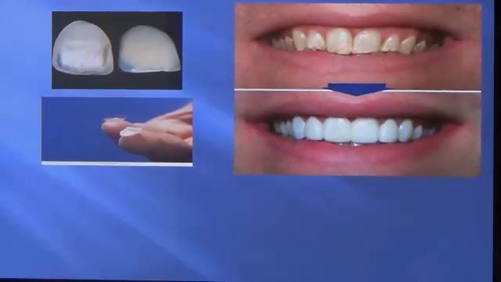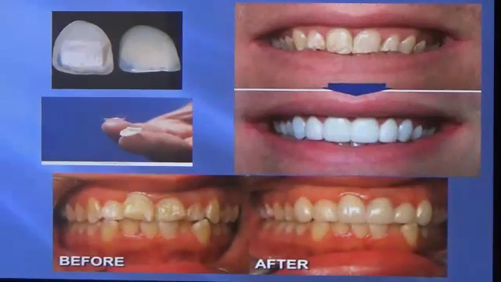And again, for heavy staining, you can veneer teeth, and they do make a difference. For crowding and chipping and staining.